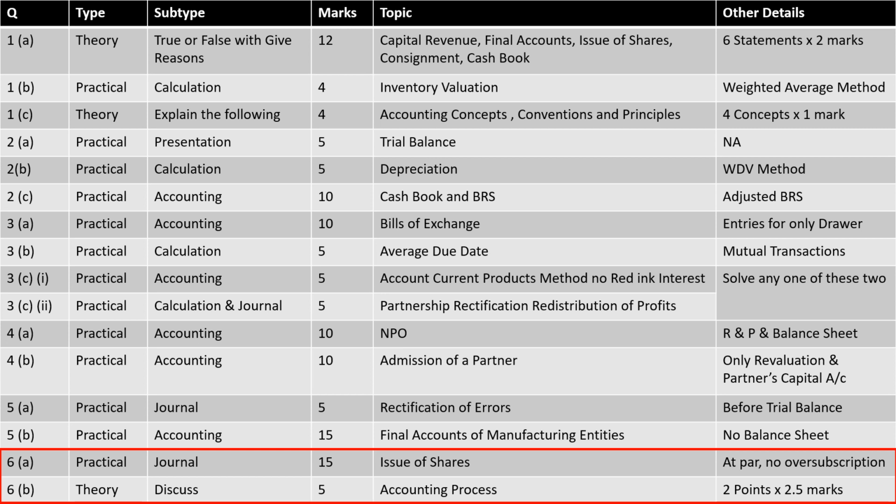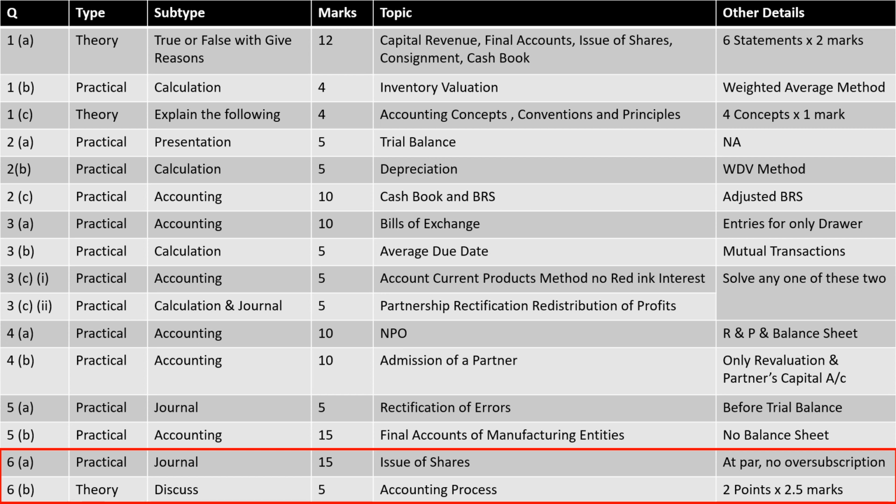And 6B was a theory question. It was asking you to discuss certain points. All the points were from the topic of accounting process. 2 points were there. Each point was having 2.5 marks. So here you can see that institute had given 12 marks for theory here in the first question, 4 marks for theory here in the first question, 16 marks. The 16 marks theory is compulsory for all of us.